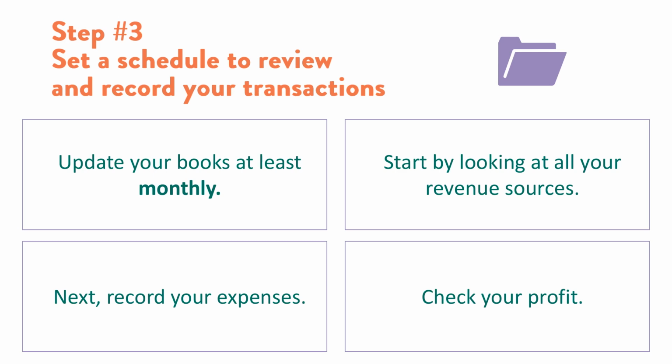Step 3. You should set a time to update your books, at least every month. Start by looking at all your revenue sources: cash, credit cards, app payment systems like Venmo or Zelle, and checks written to you. Enter each one into your income on your spreadsheet.